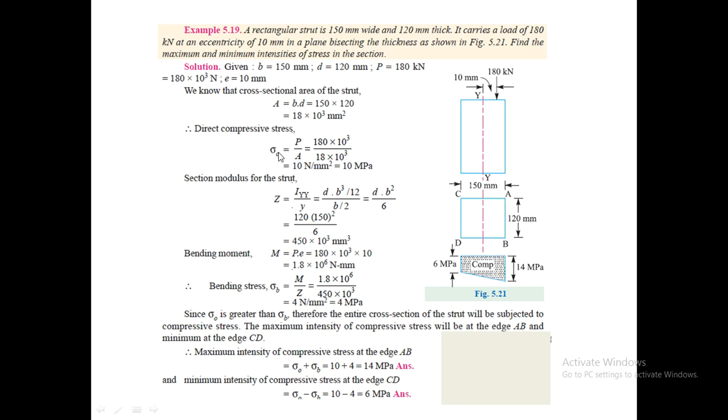We can find the direct compressive stress using the equation P by A, and then you can find the bending stress using the equation sigma by y is equal to M by I. After we find the compressive stress and the bending stress, we can calculate the maximum intensity of the compressive stress at the edge AB, and the minimum intensity of the compressive stress at the edge CD. So AB will have a higher value when compared to the edge CD. That is clearly shown in the stress diagram below.